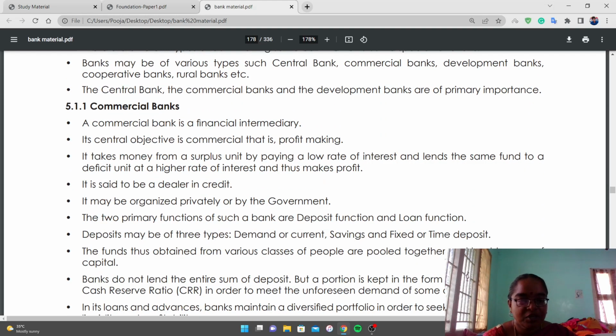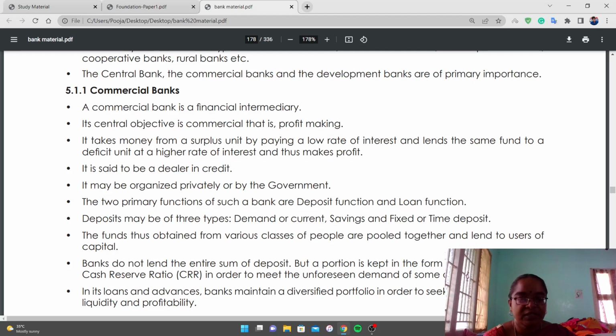Commercial banks. Commercial bank, its main objective is profit making. It takes money from the surplus unit by paying low rate of interest on deposits and lends the money to the needy people at higher rate of interest. And the difference between these two interest rates is known as profit. It is said to be credit creation. There are two functions of bank. First one is deposit mobilization and next one is loan function.